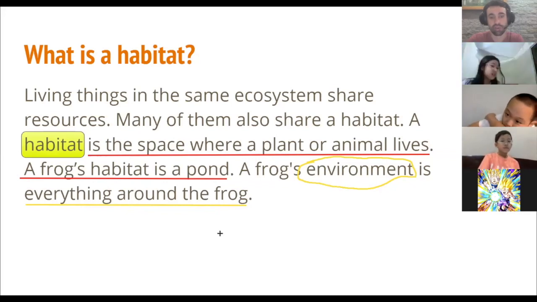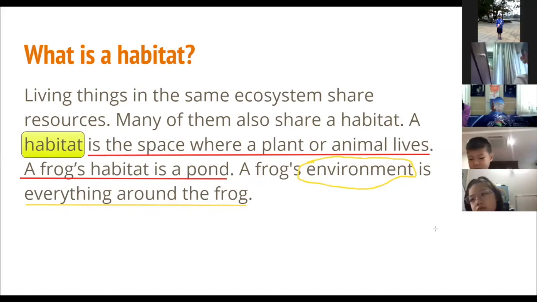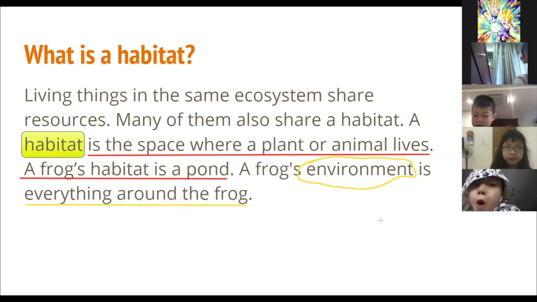So what is your habitat? I want to know what your habitat is. Let's see if you guys remember. Raise your hand if you know your habitat. Kwangvin, what is your habitat? Where do you live? In Bắc Ninh. Oh, okay, yes, that's your habitat.